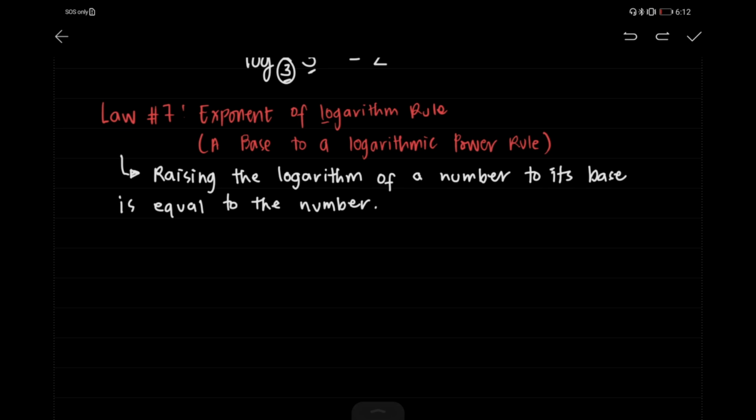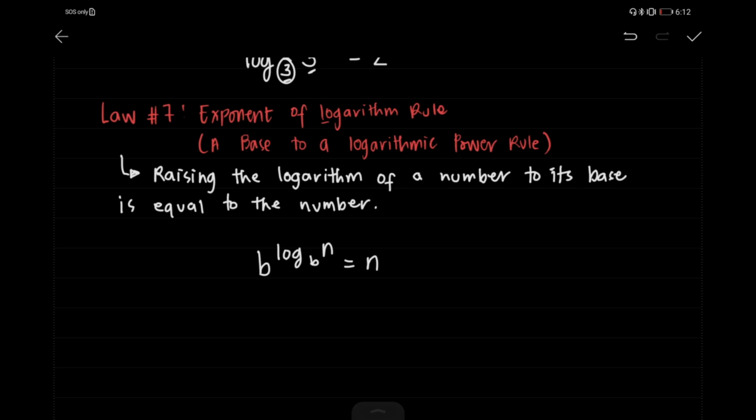The last law of logarithm, guys, is what we call the exponent of logarithm rule, or a base to a logarithmic power rule. It states that raising the base to the logarithm of a number to that base is equal to the number. This is an example of an exponential function where we have a base and its exponent is in logarithmic form. So we have here the logarithm of n to the base b. Whatever the value of our number n is, that will be the value of this whole expression. This will appear when the exponent of our base is in logarithmic form.